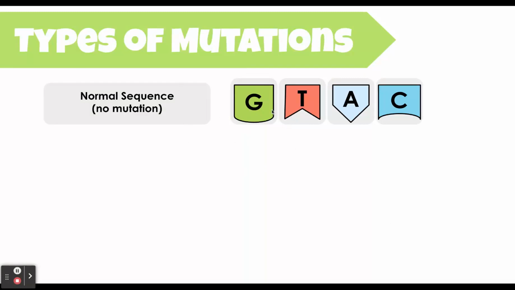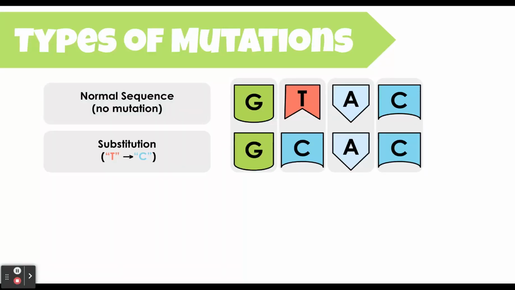In this example, I have a sequence of DNA with no mutation. The sequence should read GTAC, and there would obviously be more letters either before or after this section. A substitution mutation is where one or more nucleotides are substituted for one another. In this example, in the second spot was a T nucleotide, and it was replaced with a C. Just like a substitute teacher comes and works in place of your teacher, a substitution mutation is where one nucleotide was replaced with another.